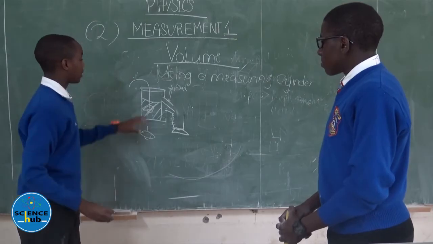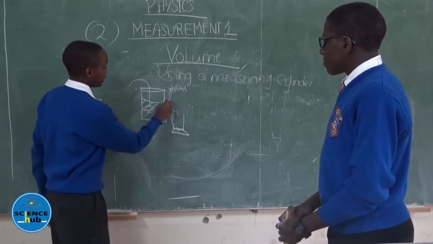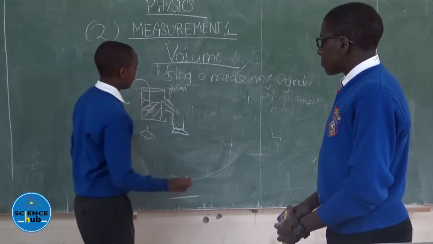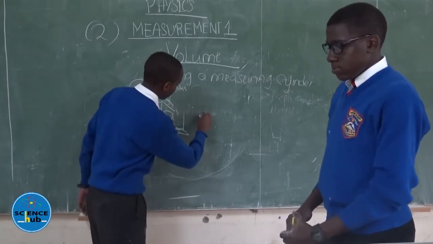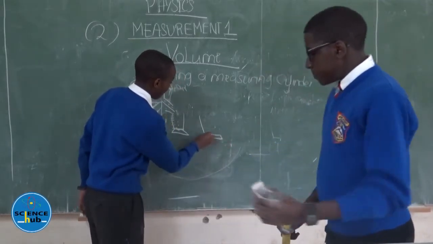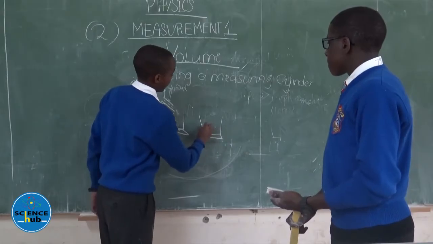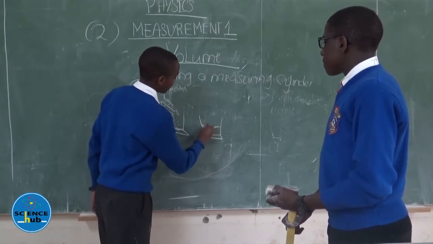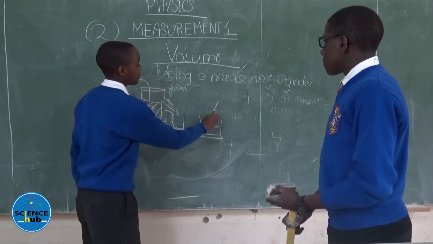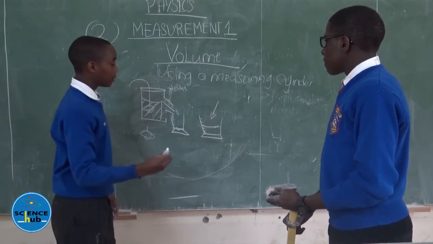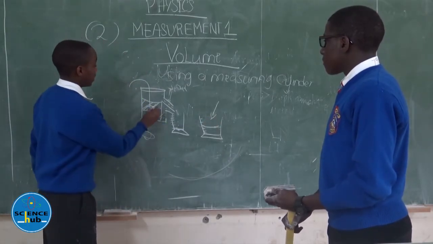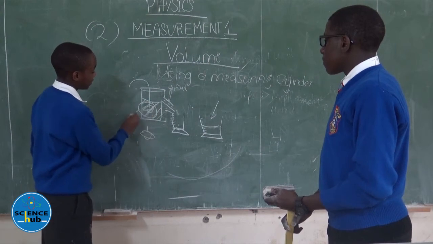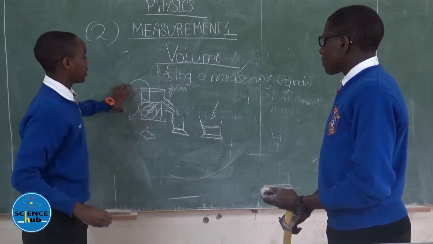Then tie the irregular object with a string and immerse it into the eureka can. You will notice that some of the liquid will be poured inside the measuring cylinder, partially filling it with water. The volume that will be displaced into the measuring cylinder will be equal to the volume of the irregular shape that was immersed into the eureka can.